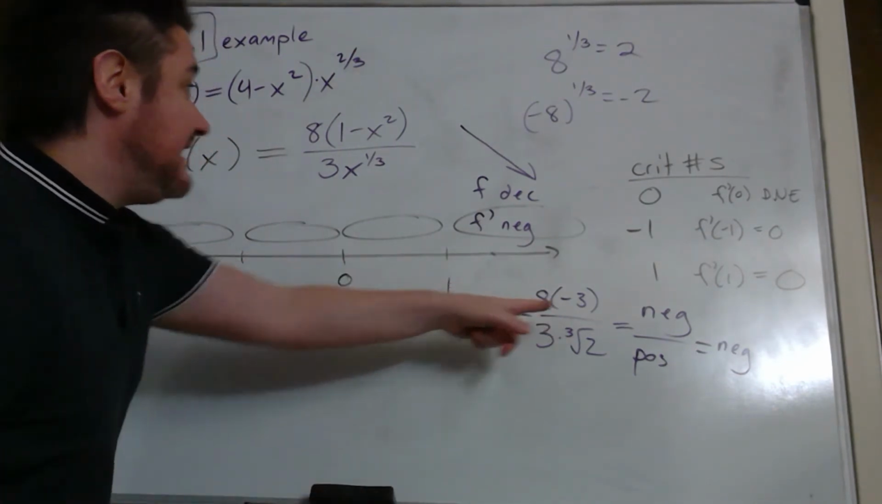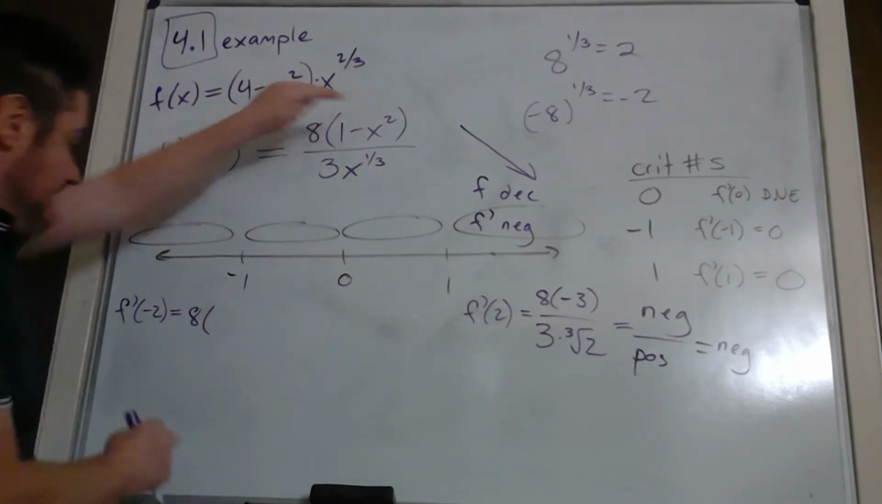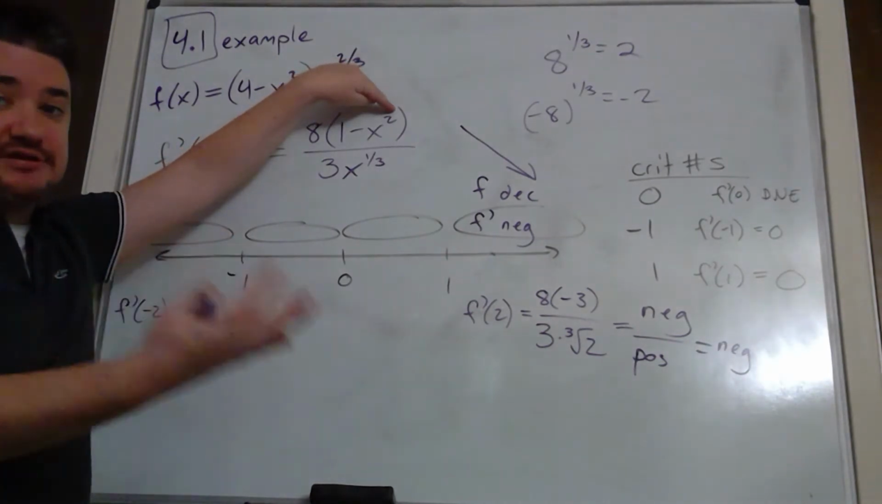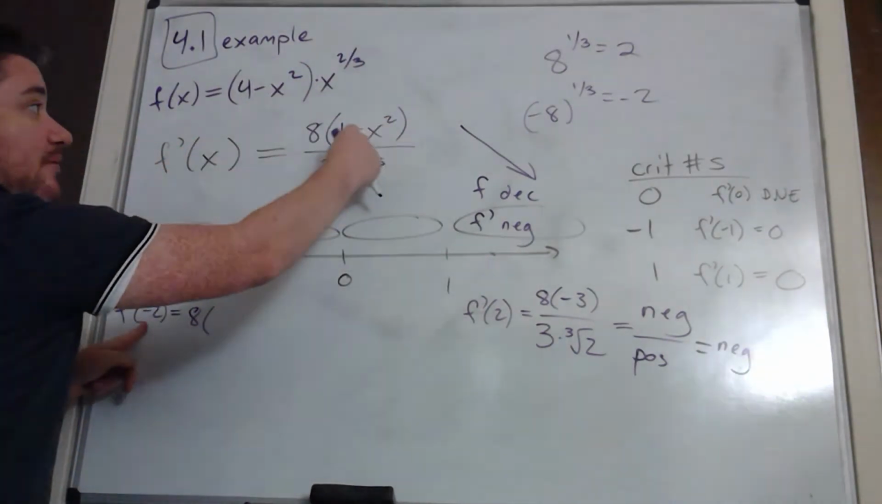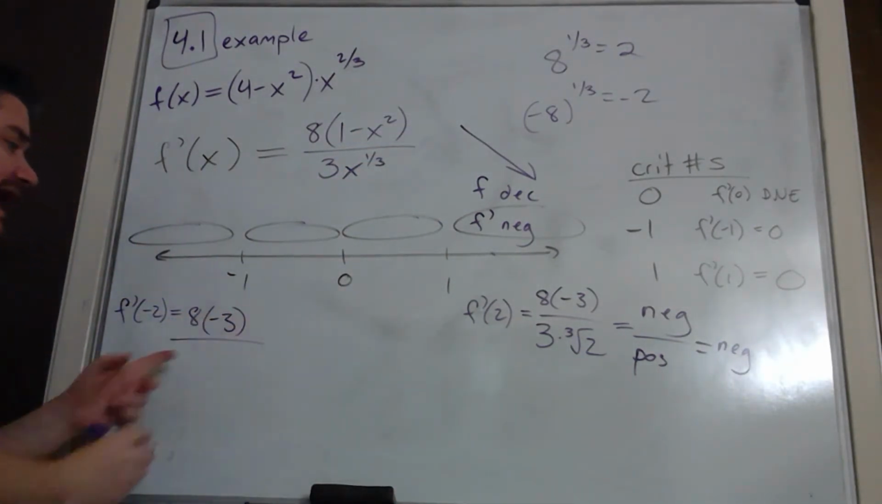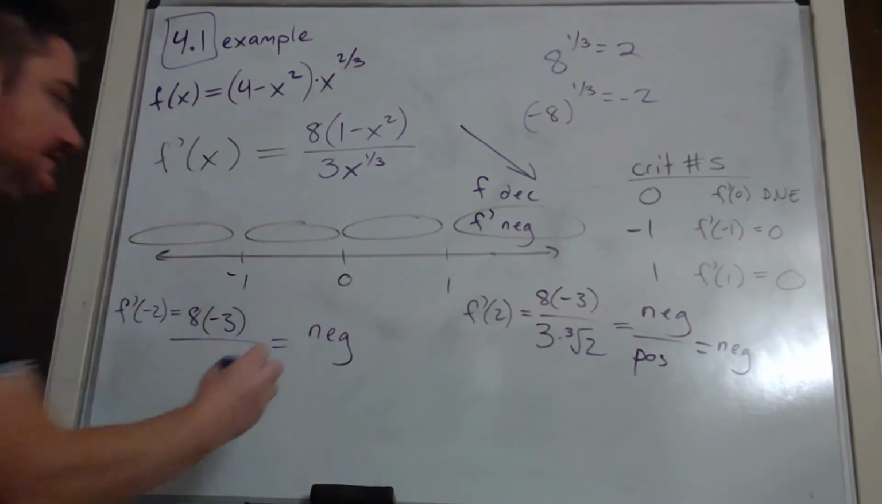Well, let's think about these calculations that happen. 8 times 1 minus negative 2 squared, right? So the top doesn't care about positive versus negative, treating everybody the same. Negative 2 squared is still positive 4, and then 1 minus positive 4 is still negative 3. Okay, so nothing happened up top different. The top is still negative.